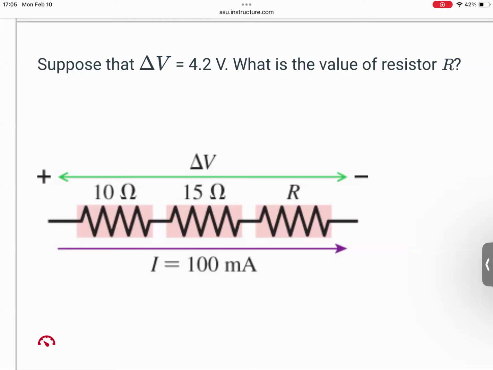Okay, my dudes. What's the total resistance here? I give you a voltage, I give you a current, what's the total R? 42. Careful, not 0.042. 42, that's 0.1 amps is 100 milliamps. Okay, so there's 42 ohms total. What's the series addition formula? It's the easy one. Write down an equation. 42 equals 10 plus 15 plus unknown. Solve for unknown.